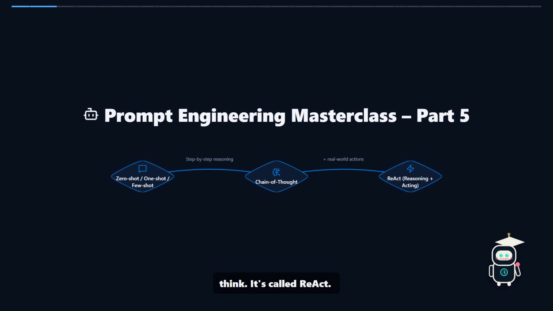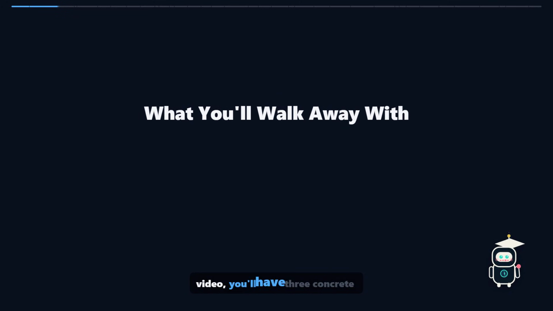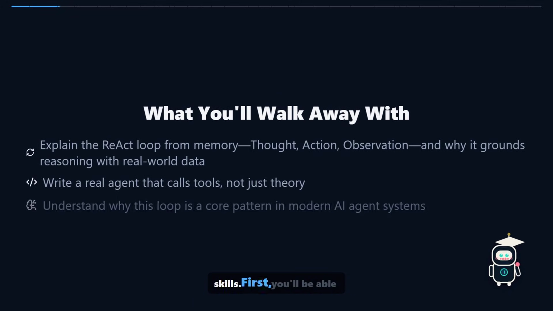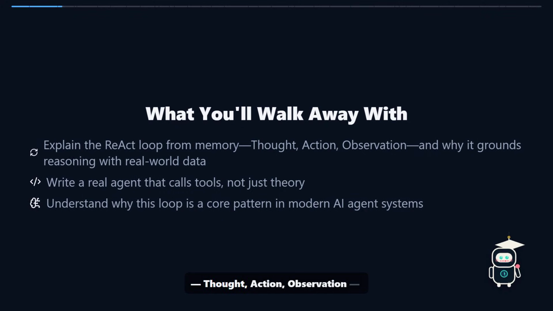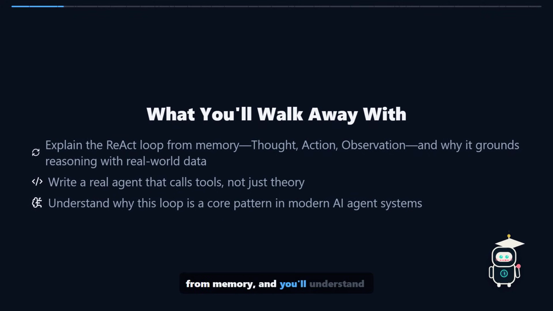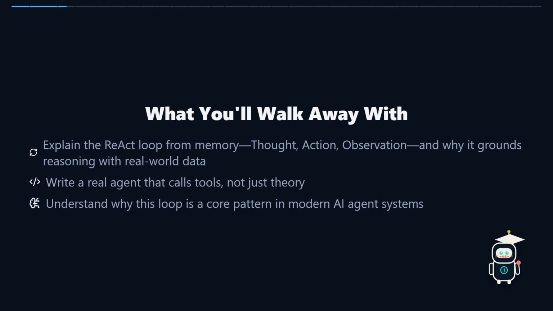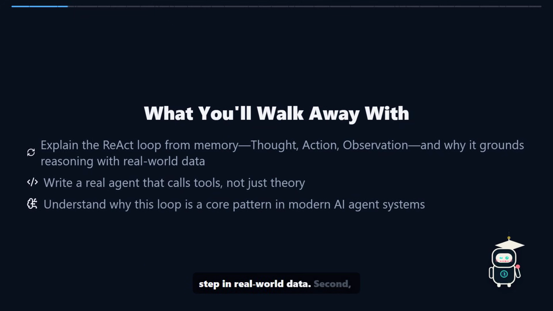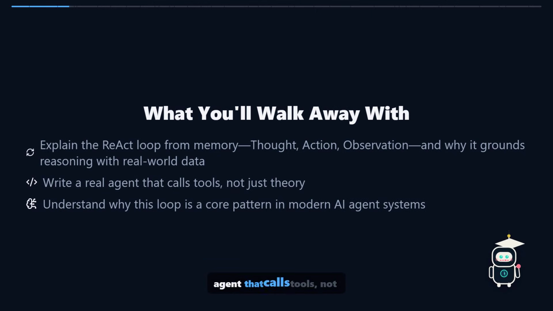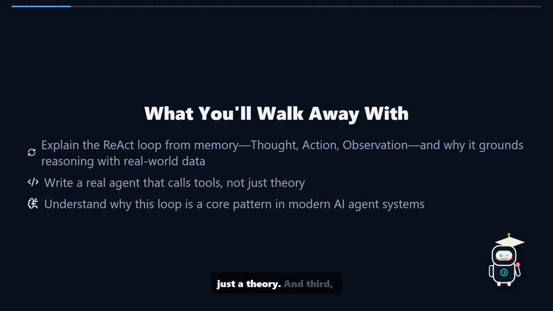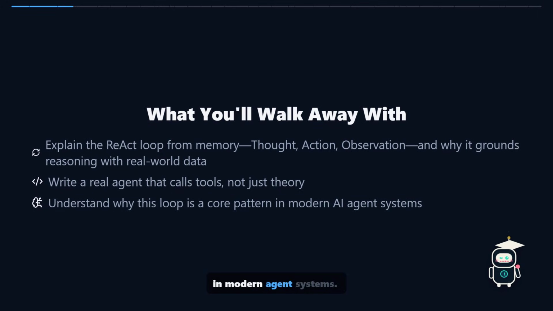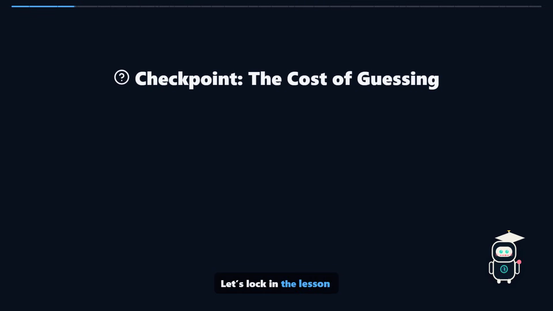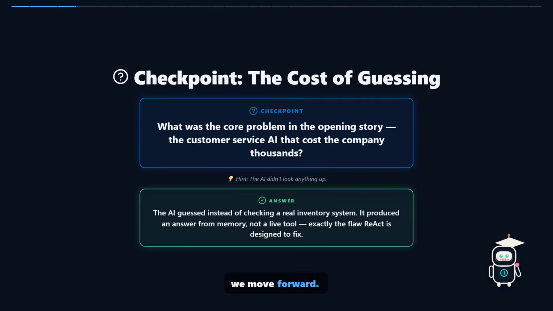It's called ReAct. By the end of this video, you'll have 3 concrete skills. First, you'll be able to explain the ReAct loop: thought, action, observation, from memory. And you'll understand why it adds external actions to chain of thought reasoning, grounding each step in real-world data. Second, you'll have written a real agent that calls tools, not just a theory. And third, you'll understand why this loop is a core pattern used in modern agent systems. Let's lock in the lesson from that opening story before we move forward.